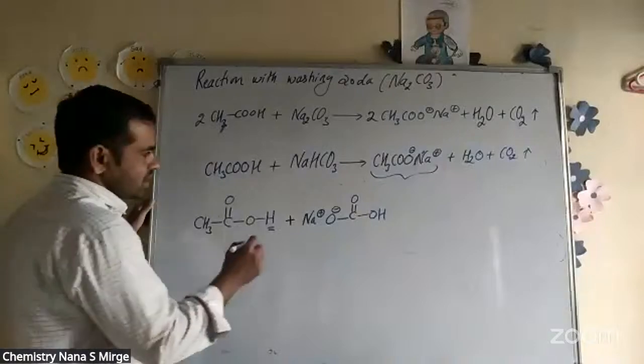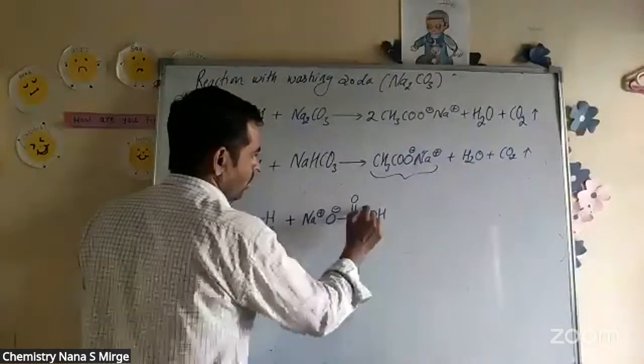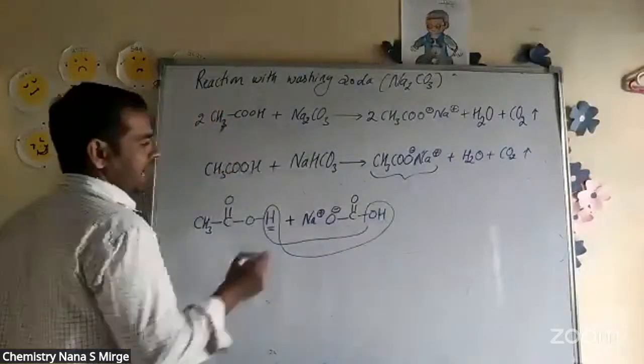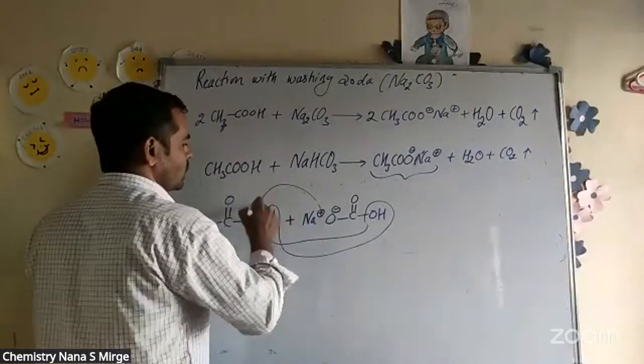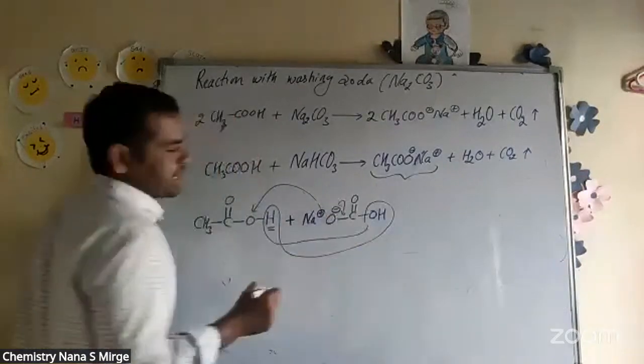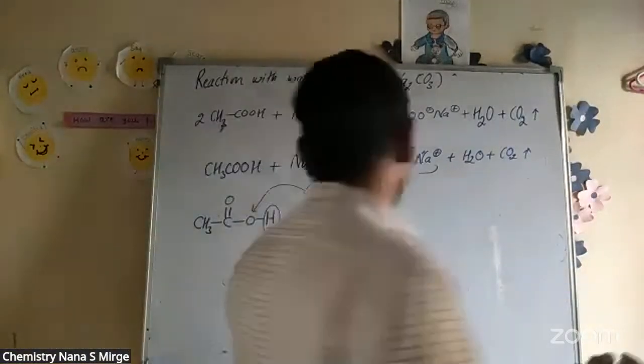So this H, this O, and this H form H2O. And this Na goes to this O, and this carbon dioxide is eliminated. Isn't it?